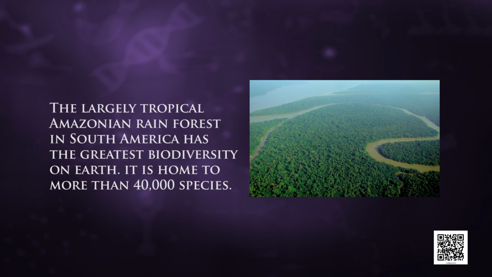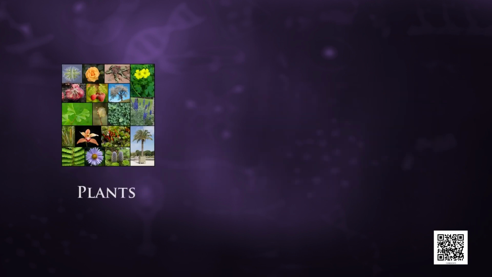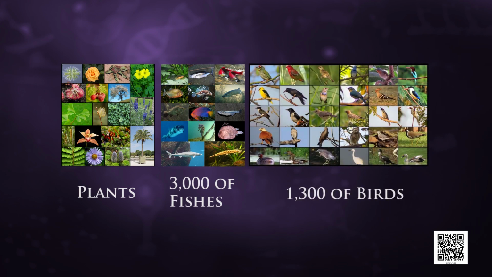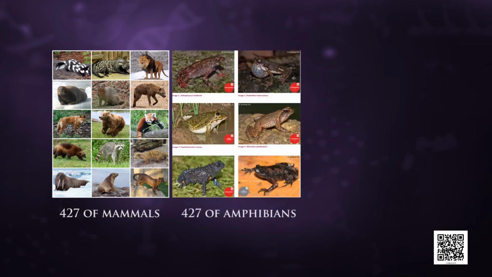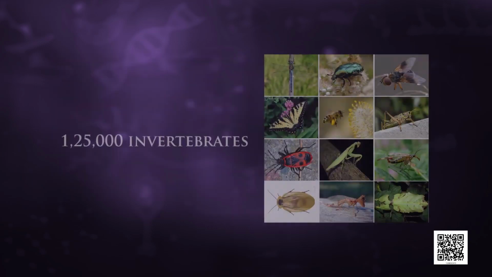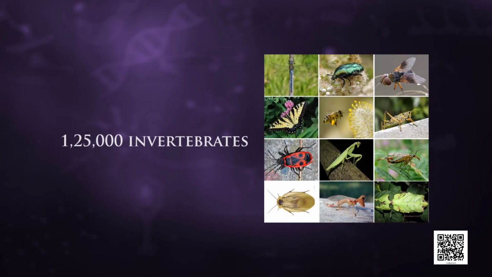The largely tropical Amazonian rainforest in South America has the greatest biodiversity on Earth. It is home to more than 40,000 species of plants, 3,000 of fishes, 1,300 species of birds, 427 species of mammals, 427 of amphibians, 378 species of reptiles, and more than 125,000 invertebrates. Scientists estimate that in these rainforests there might be at least 2 million insect species waiting to be discovered and named. So what is so special about the tropics that might account for their greater biological diversity?